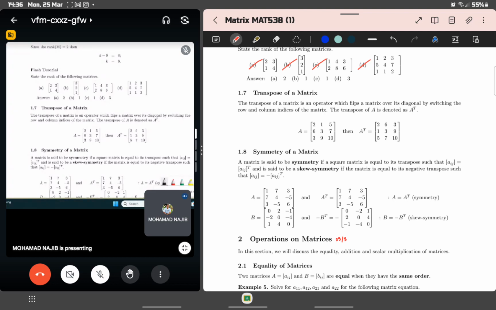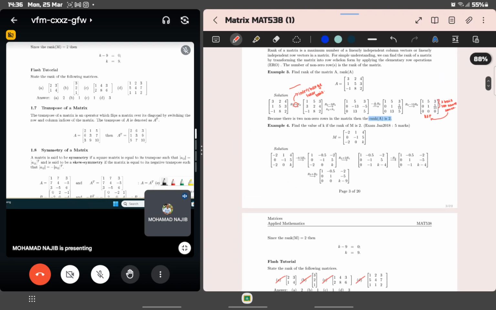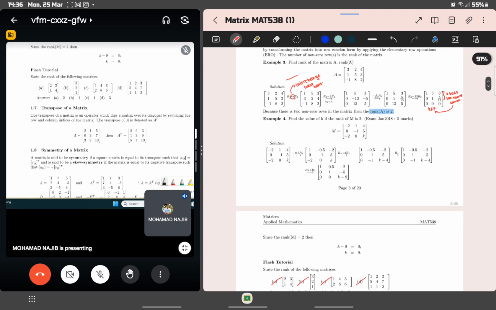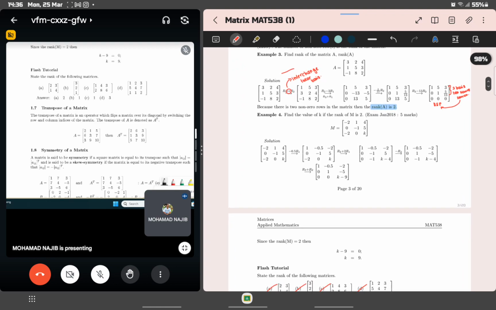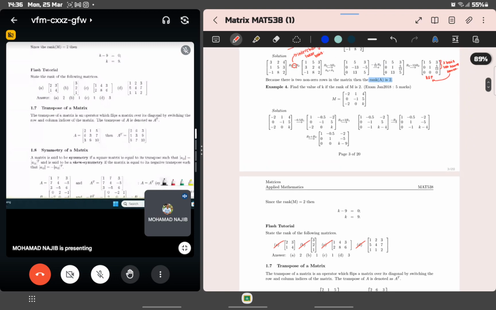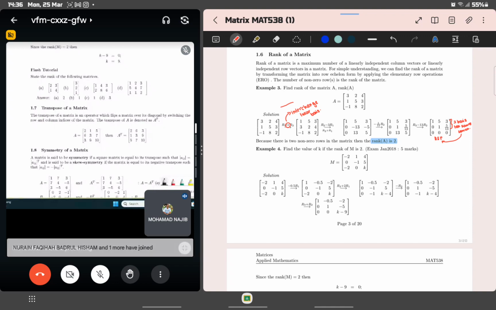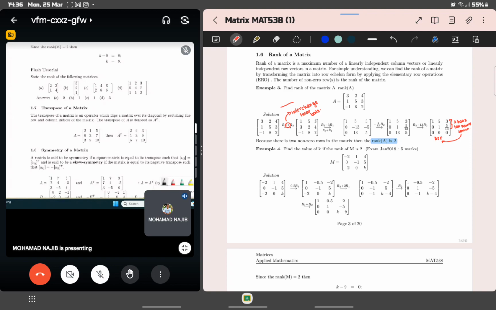Okay, transpose of a matrix. Again, saya nak ingatkan semua, in our previous discussion, first we start with the introduction of matrix, to know what is matrix, and then we continue our discussion on the type of matrix. Kemudian we learn how to find a rank of a matrix. Then we use ERO, elementary row operation, to write a matrix into row echelon form, REF, or reduced row echelon form.